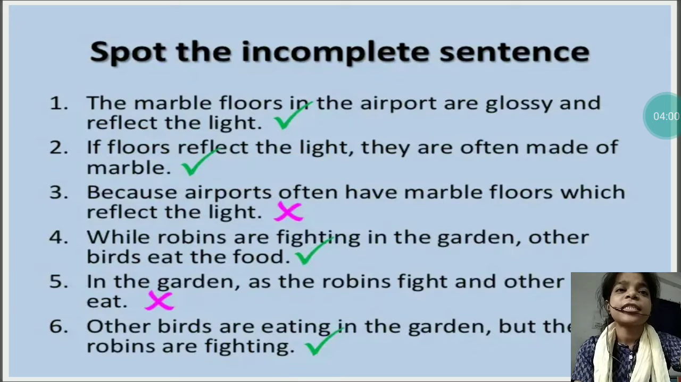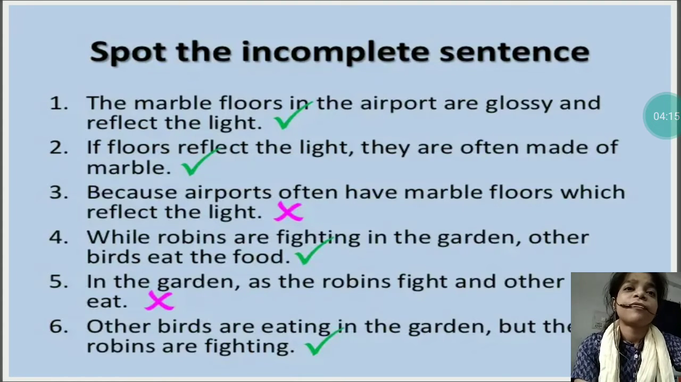See, here are some sentences given. It is written, spot the incomplete sentence. Meaning if the sentence is complete, then it will be an independent clause, but if the sentence is incomplete, then it will be called a dependent clause. First one, "The marble floors in the airport are glossy and reflect the light." It is a complete sentence, so it is an independent clause.